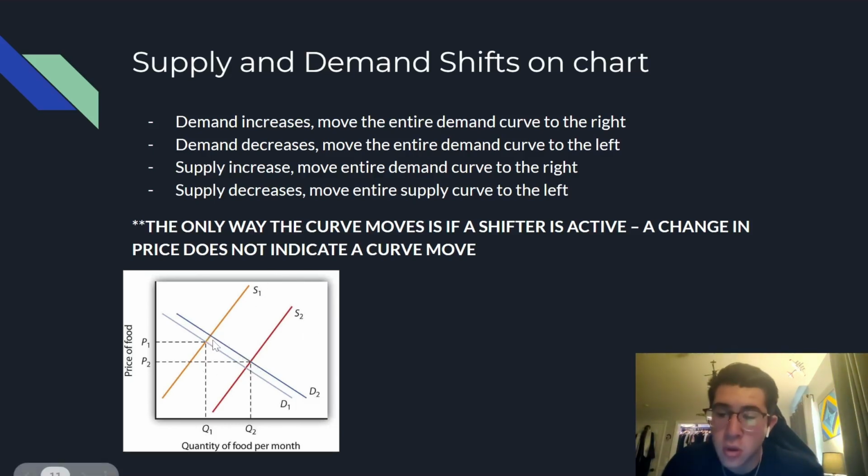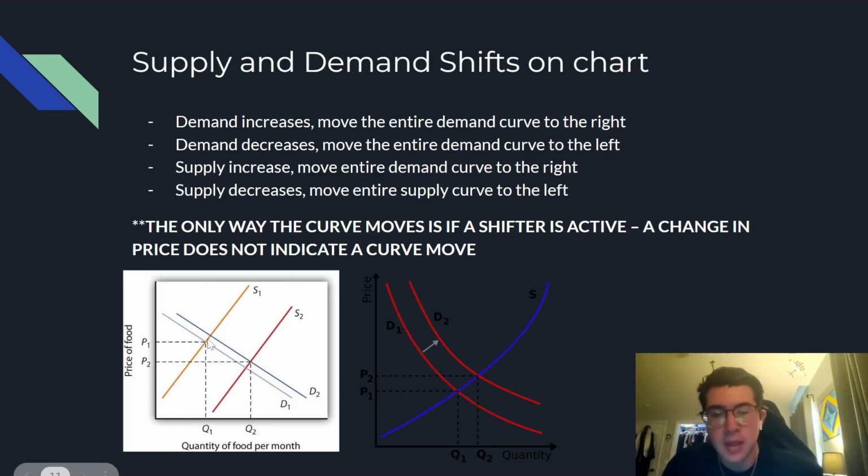Now it looks like S2 also shifted right. So what happens? The new equilibrium level is right here where D2 and S2 meet. So we have the new equilibrium level at price level 2 and quantity 2. So you can see it's quantity of food and price of food.